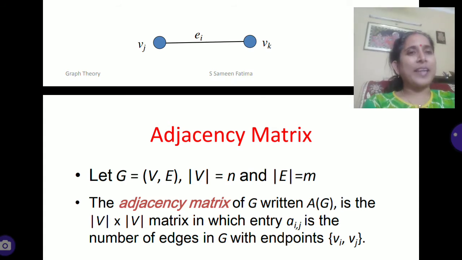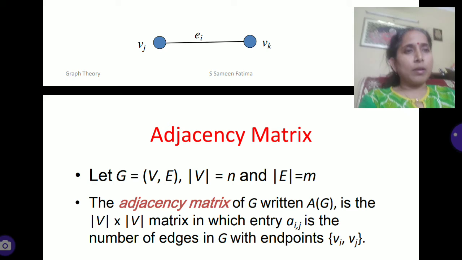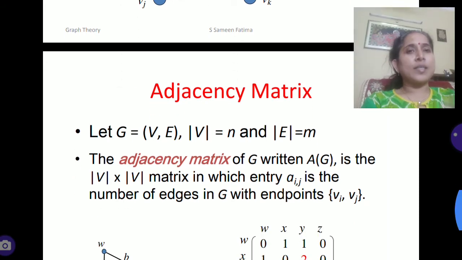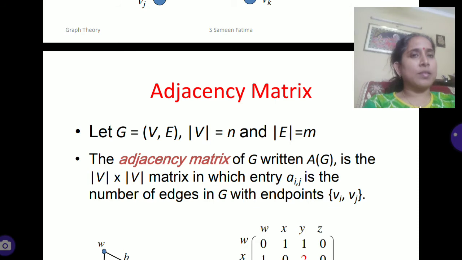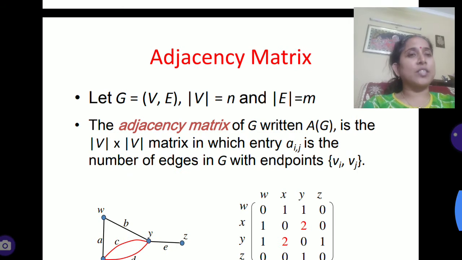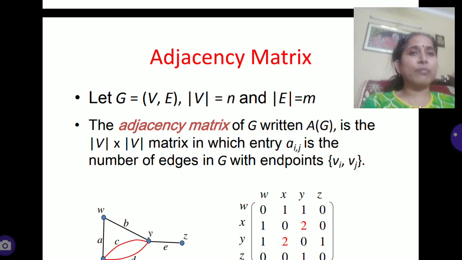Now, how will you explain adjacency? The two vertices, let's say in our case Vj and Vk, they are adjacent because there is an edge which is joining them together. Let G be a set of V and E, that is vertices and edges, where V is N and edges are M in number, that is, N is the count of the number of vertices, and M is the count of the number of edges. So when you draw an adjacency matrix, it is denoted by capital A(G), that is a symbol for the adjacency matrix of a given graph. It is the product of number of vertices.